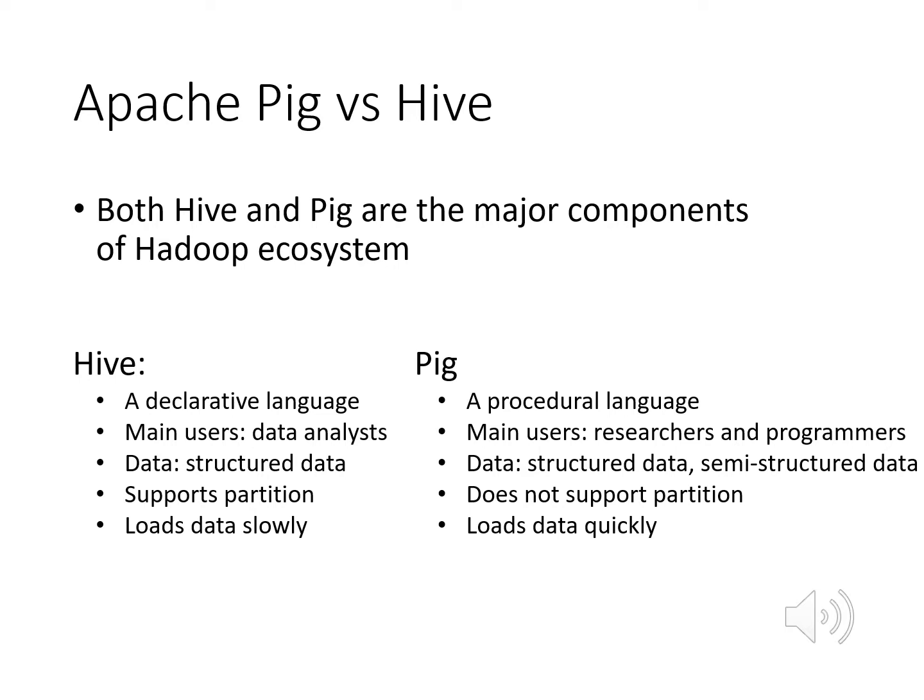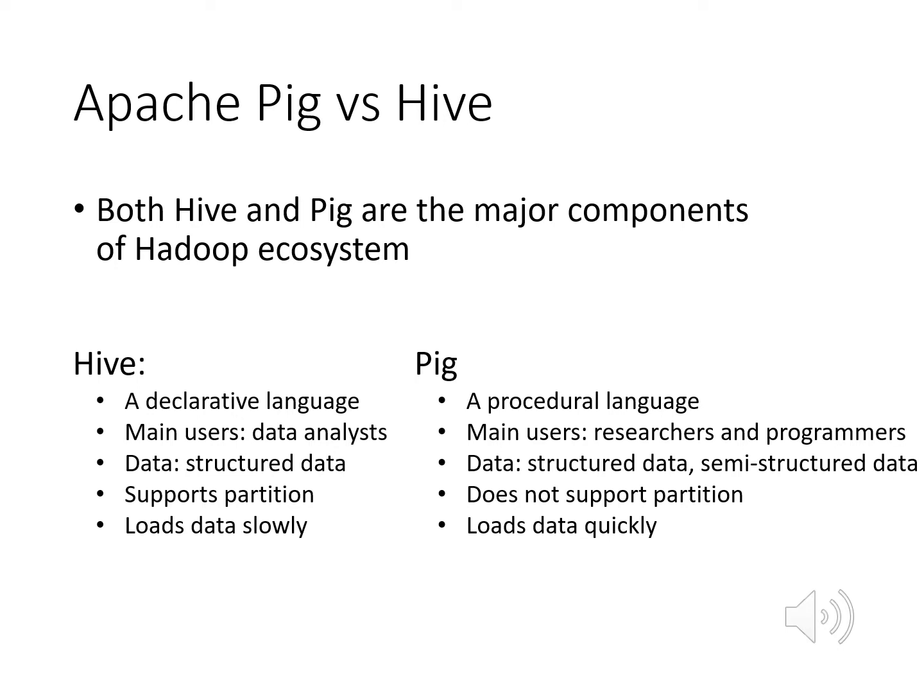So Pig and Hive share some similarities. They do have some differences. Hive is a declarative language. That means it's non-procedural. It specifies what to be done rather than how to do it. On the other hand, Pig is a procedural language. In Pig, it defines the flow of the data step by step.